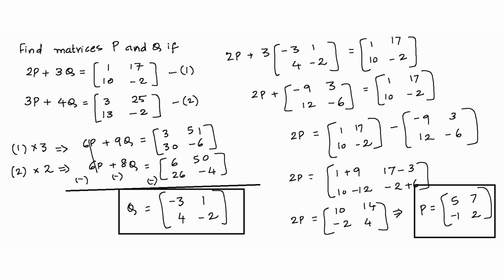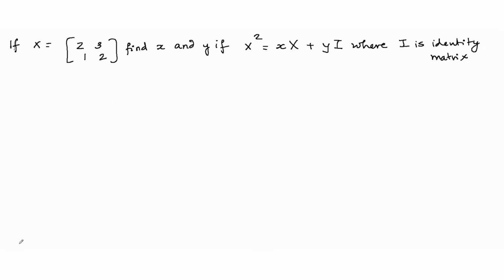Okay, next one. In this question, I have to find the variables x and y. The matrix X is given as, the condition given here is X squared. So X squared is equal to x times X plus y times I, where I is the identity matrix.